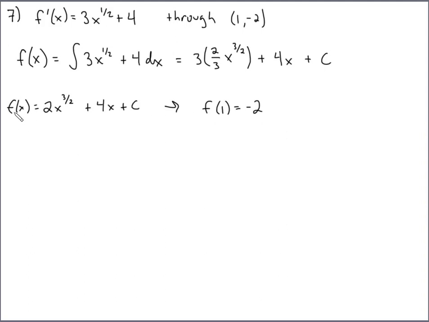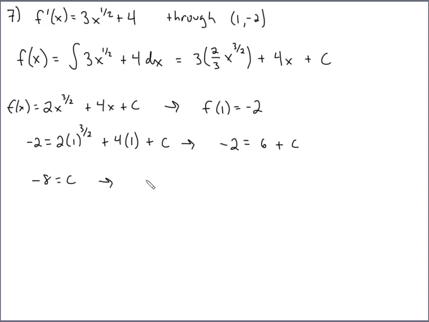If f of 1 is -2, that means we're going to get -2 out of this function when we put 1 into it. So plug in 1 everywhere we see an x, plug in -2 for the y value, and this allows us to find c. So 1 to the 3/2 power is just 1, so we're going to get -2 is equal to, this is just 2 plus 4, that's going to be 6, plus c. Subtract that 6 from both sides, we're going to get -8 for c.